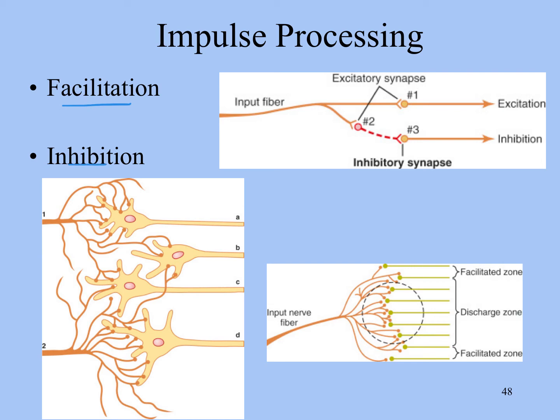Now, facilitation is a concept where if we have nerve fiber 1 here, it has enough synapses on postsynaptic fiber A that it will trigger an action potential. But if you notice, its synaptic connections on nerve fiber B and nerve fiber C are very small. And usually that number of synapses will not be enough to trigger an action potential in B or C.